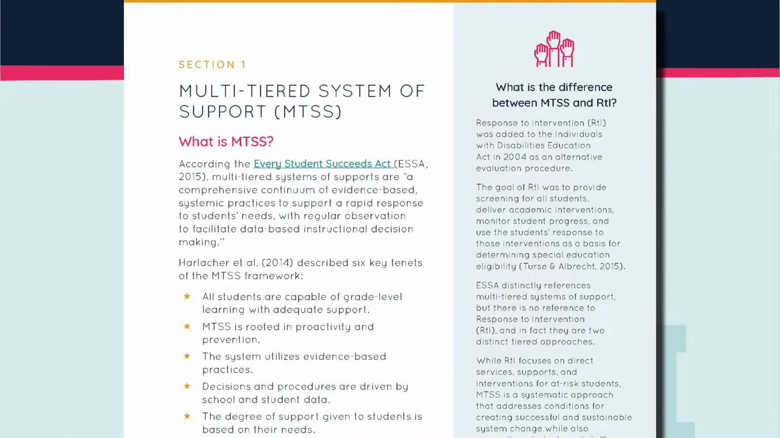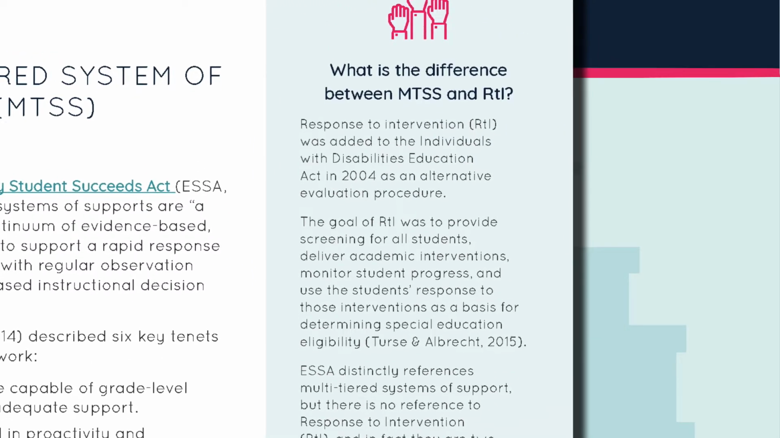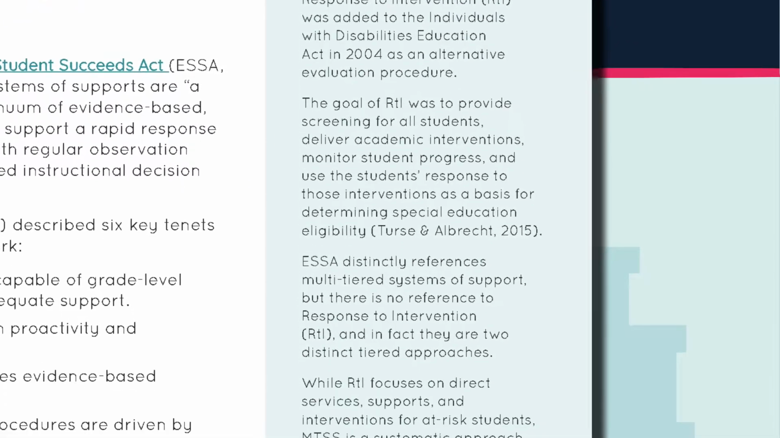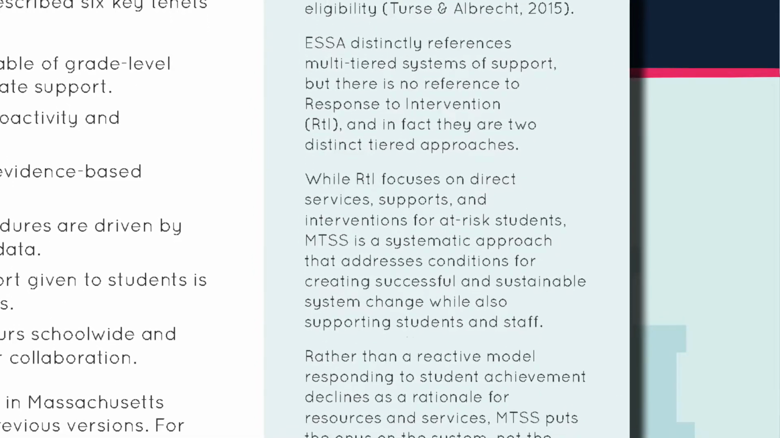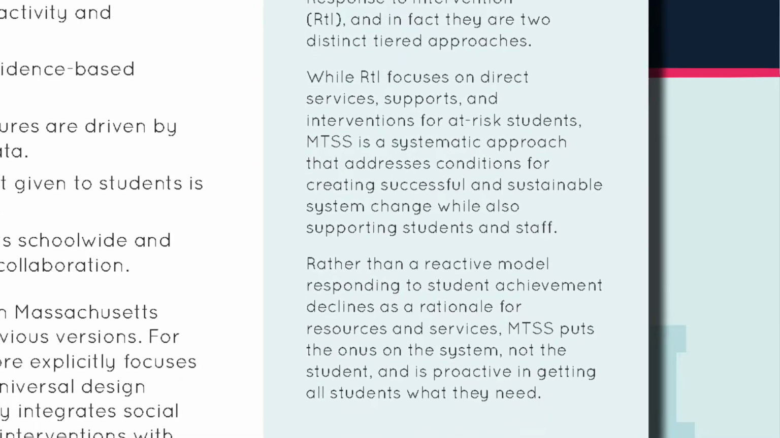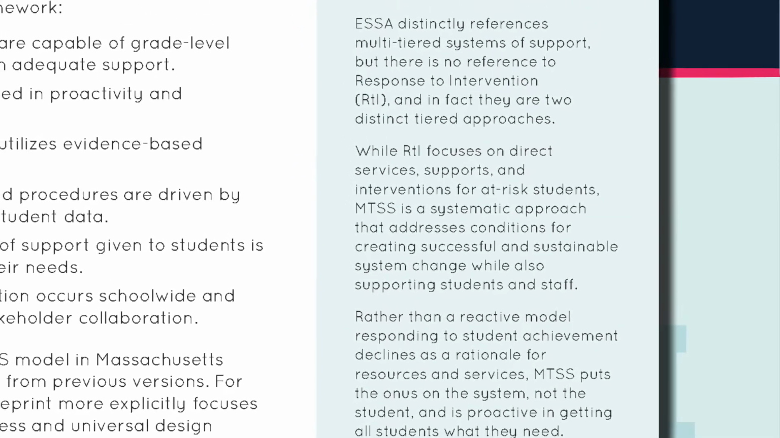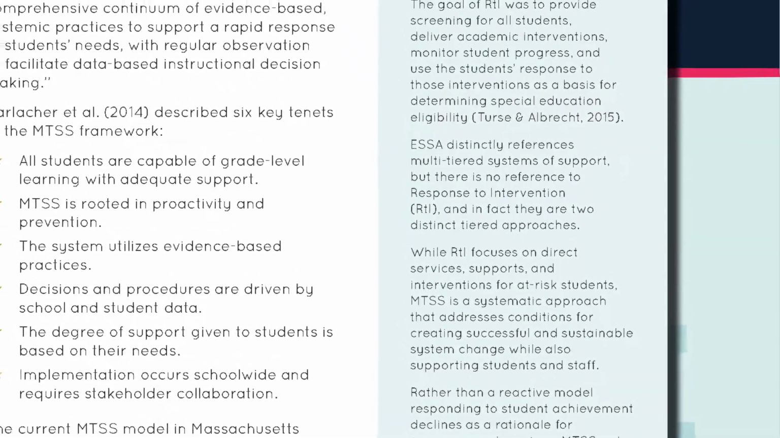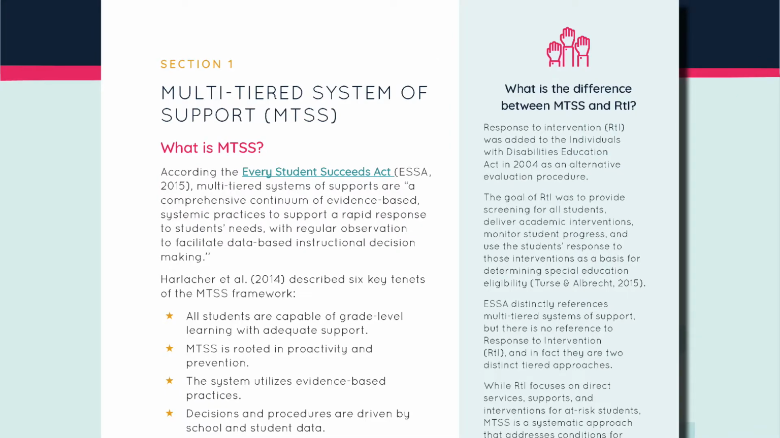So section 1 unpacks what a multi-tiered system is and how it is different from RTI. Many of you may be familiar with response to intervention and how we had to provide screening for all students in order to ensure that they got what they needed to make progress. But MTSS builds on best practices in RTI and takes this a step further by talking about what is actually needed in a system in order to keep a robust intervention system for students.